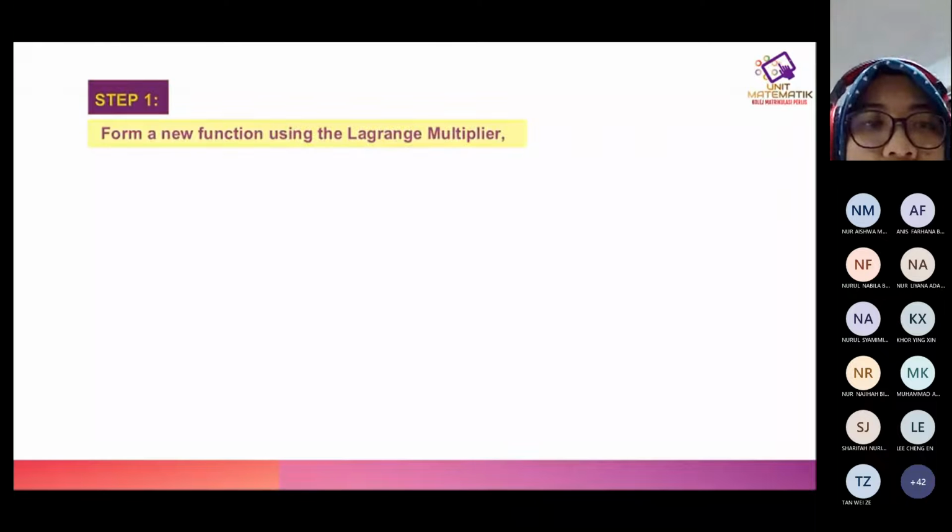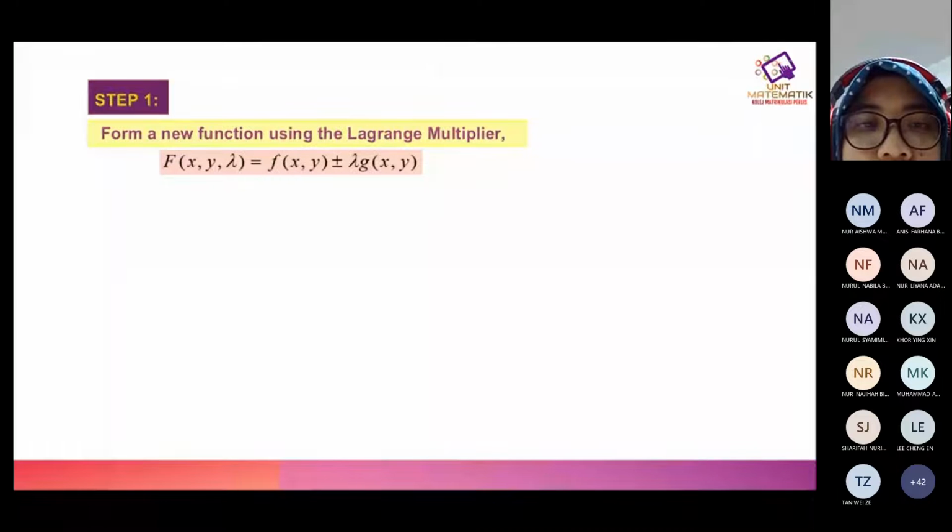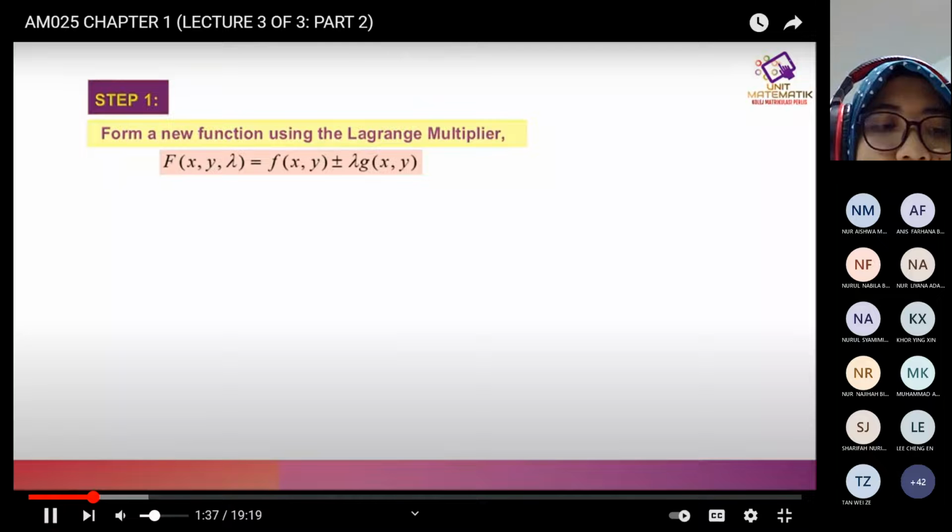Step 1. Form a new function using the Lagrange multiplier. F(x,y,lambda) equal to f(x,y) plus or minus lambda times g(x,y). We write F in capital letter to express the new function. This new function is a combination of the function and the constraint.